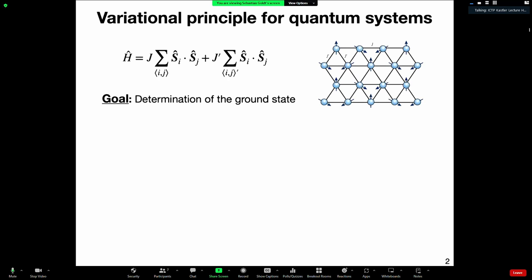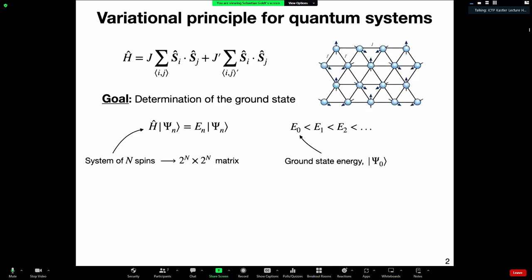Our goal is the determination of the ground state of a quantum many-body spin Hamiltonian on a lattice. If you are not familiar with quantum mechanics, you can imagine this Hamiltonian operator as a huge matrix. To obtain the ground state, we have to diagonalize this matrix, finding the spectrum and the eigenvectors. In particular, we're interested in the lowest eigenvalue, the ground state energy, and the corresponding eigenvector. The problem is that for a system of n spins, this matrix is exponentially large.